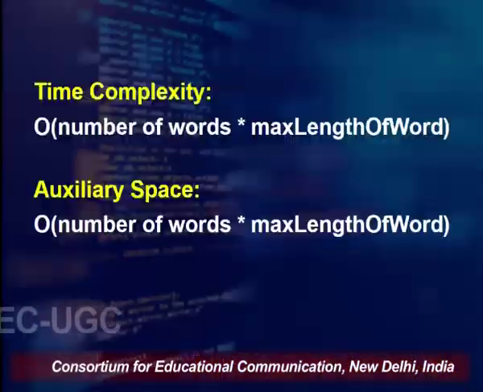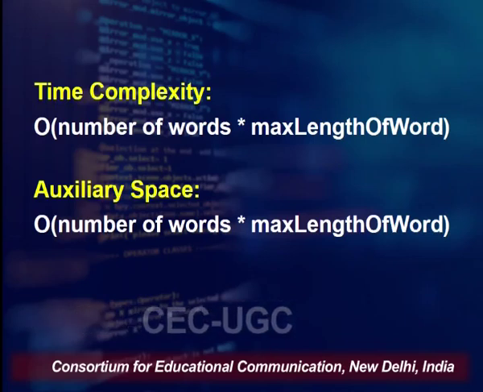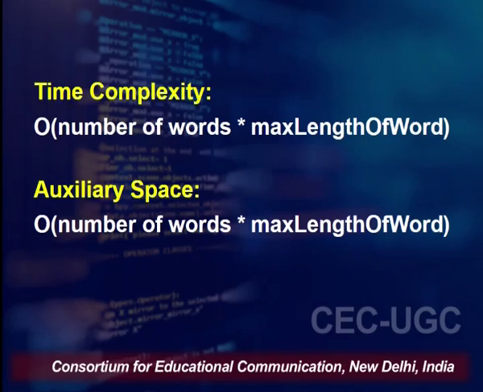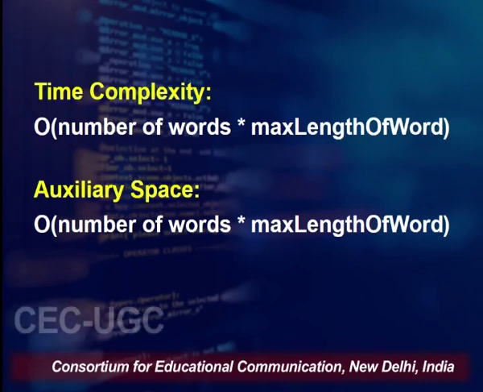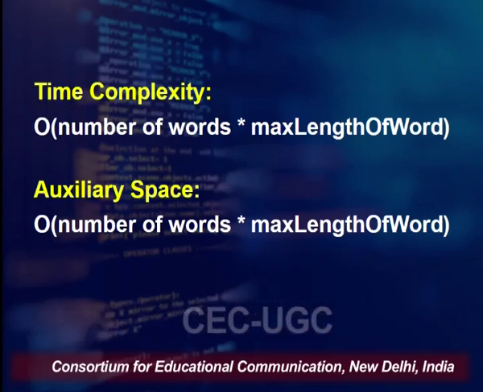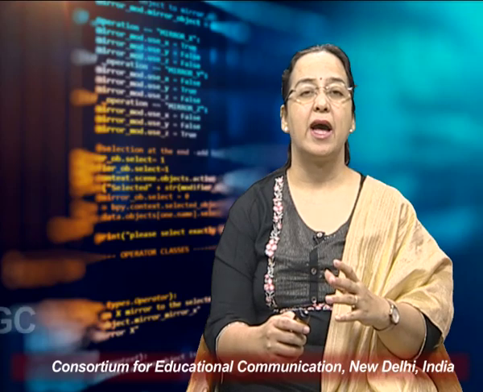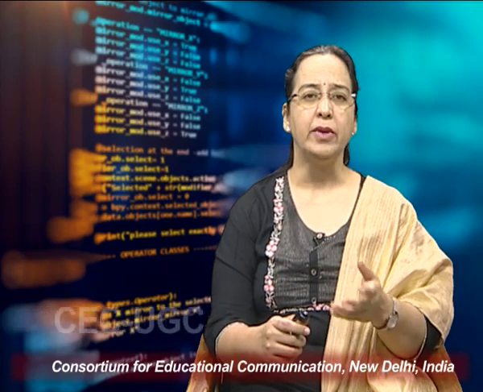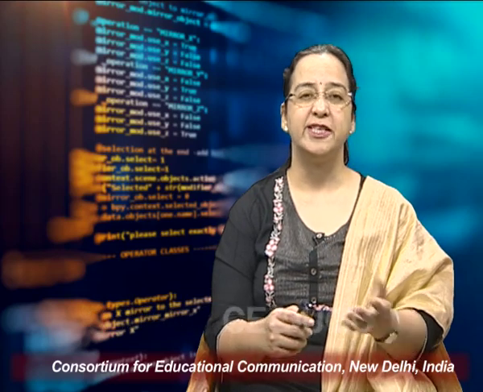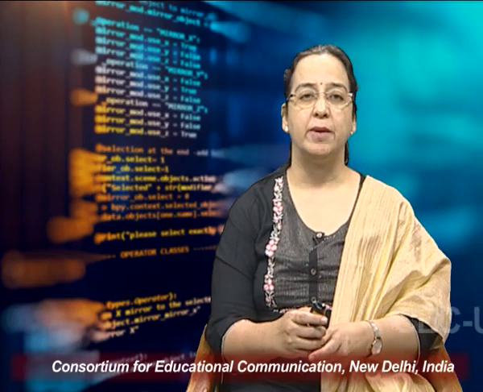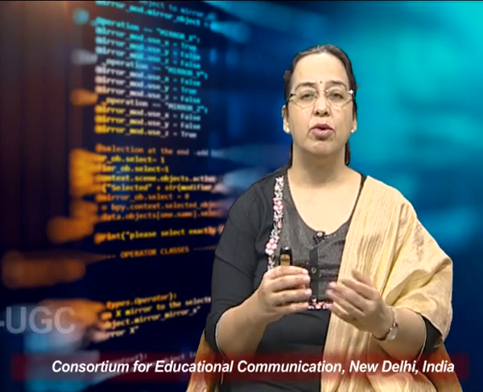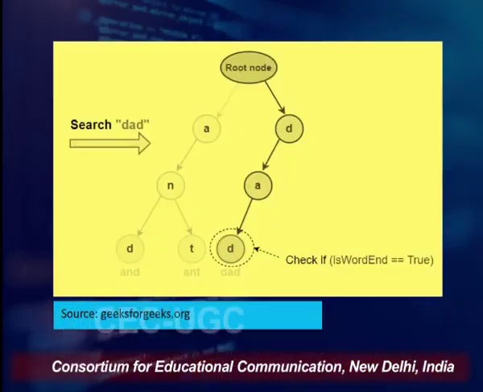Auxiliary space, if I am talking about how much auxiliary space it is going to take, is also similar, which is order of number of words times max length of words. So, this is the details of time complexity and space complexity or auxiliary space requirement in case of searching. Let us see one more example of searching which is giving you a successful result. So, we have a root node and we have a trie.